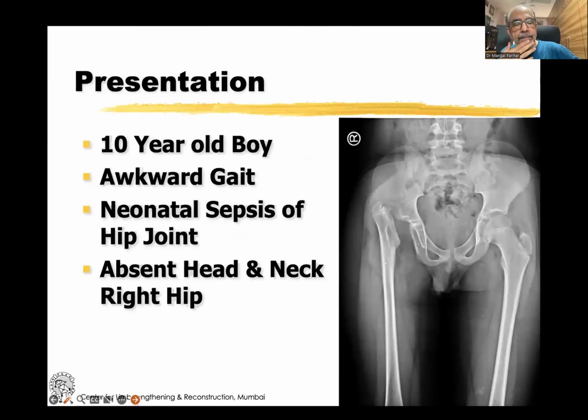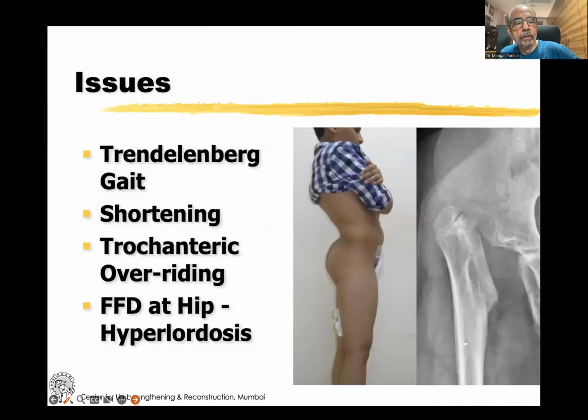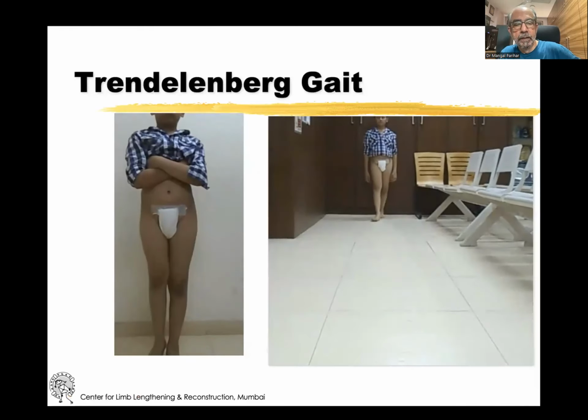So this guy had an awkward gait, absent head and neck, and he needed length. So we decided to do that. All of them have this hyperlordosis with a little bit of flexion.